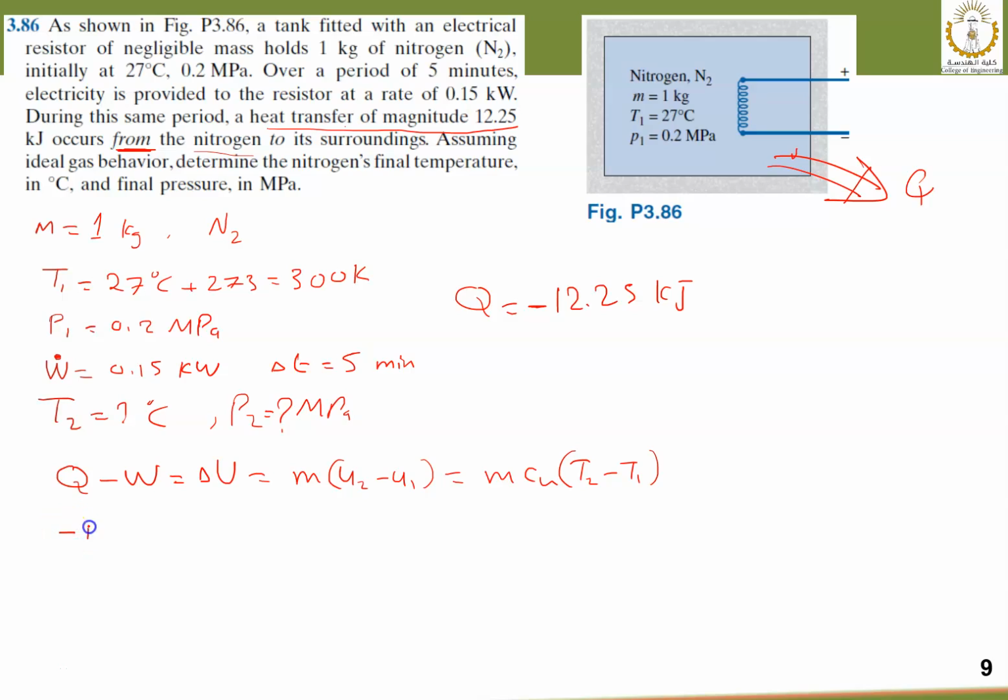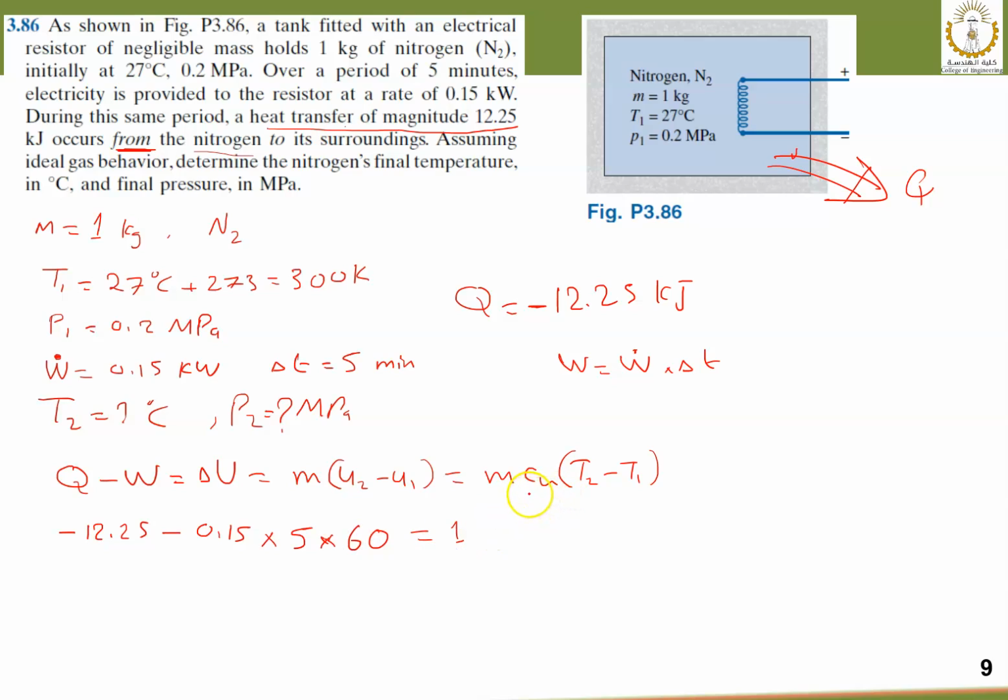So what we have here is minus 12.25 kilojoule minus the work. We don't have boundary work, but we have electrical work, and that equals 0.15 kilowatt. So we need to multiply it by delta T. So here the work equals the power times delta T. We have delta T is 5 minutes, so we need to convert it into seconds. That is 5 times 60. So this will equal, the mass is 1.